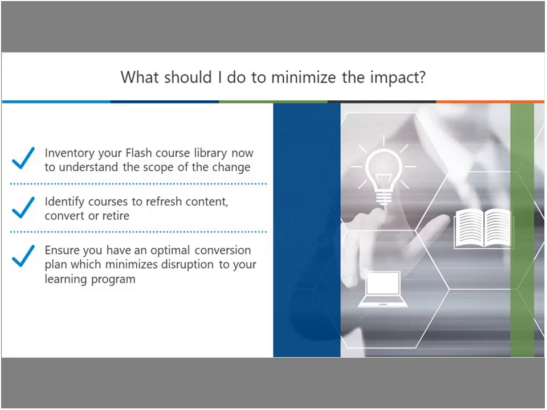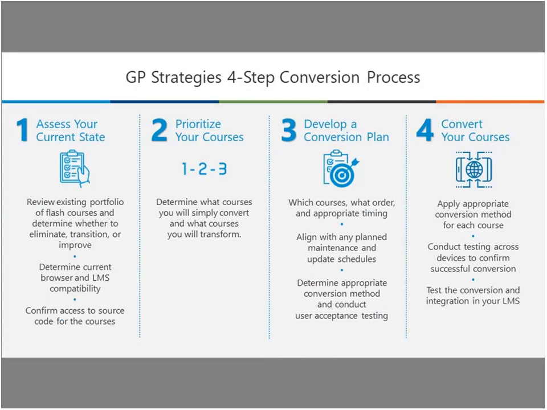This can actually be the first good step in getting a handle on things. Identifying courses to refresh content, or convert or retire, and that's of course a part of that analysis. And then ensuring that you've got an optimal conversion plan that's going to look at these in terms of work streams and in terms of priorities. And this is, of course, something that you can be doing right now, that your teams can be doing right now, or that we can support you on.